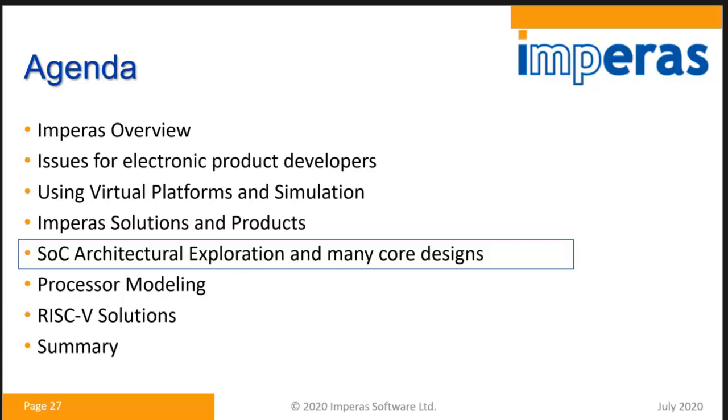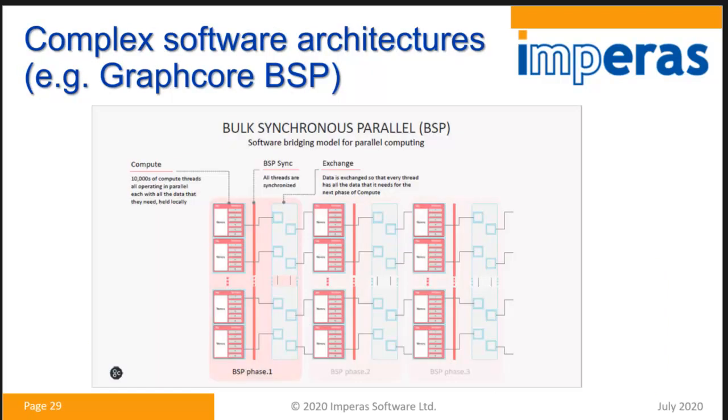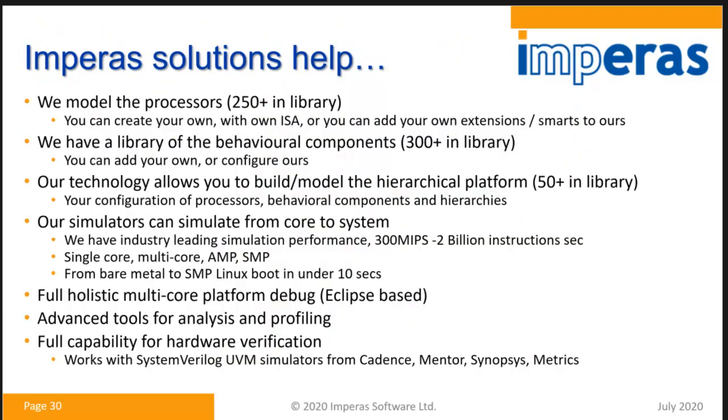So to move on to architectural exploration, most architectures today are getting very complex, from very simple multiple cores, where you might have scalar processors, maybe with something complex like vector extensions, all the way to the right, where you've got complex arrays of processors, especially in the AI space, people with hundreds of cores and extremely complex configurations in there. So there's lots of challenges. And of course, our technology allows you to model that. And then on top of that, they have complex software architecture. This is an example of graph coarse bulk synchronous parallel BSP, which layers on top of it. And of course, the debugger needs to understand that and see how that's working.